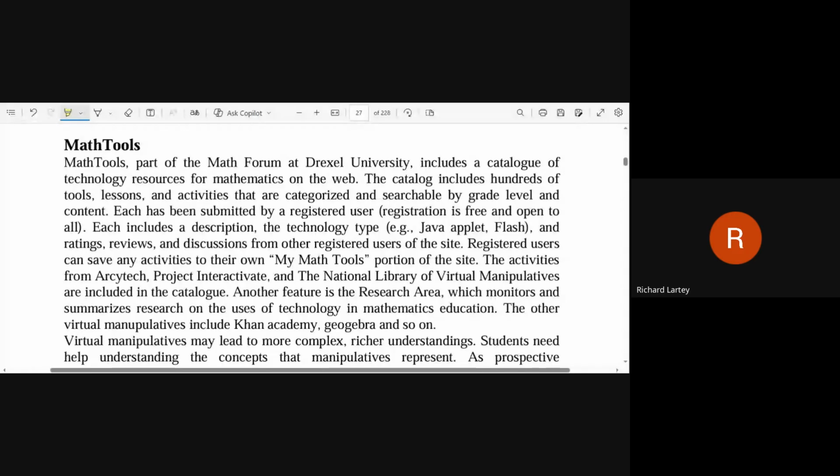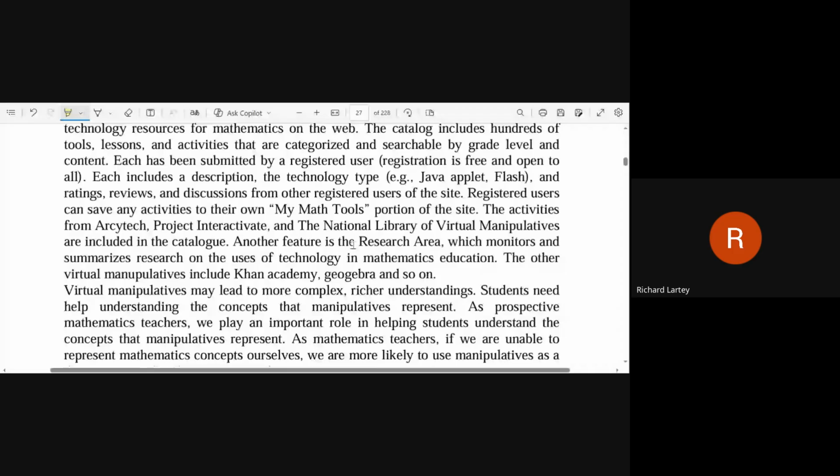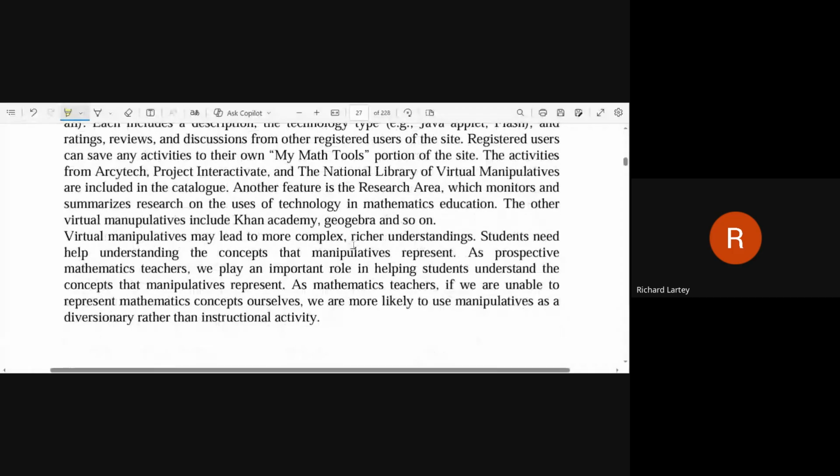Their virtual manipulatives include Khan Academy, GeoGebra, and so on. Virtual manipulatives may lead to more complex, richer understandings. Students need help understanding the concept that manipulatives represent. As prospective mathematics teachers, we play an important role in helping students understand the concepts that manipulatives represent.